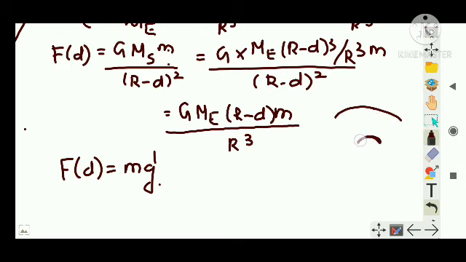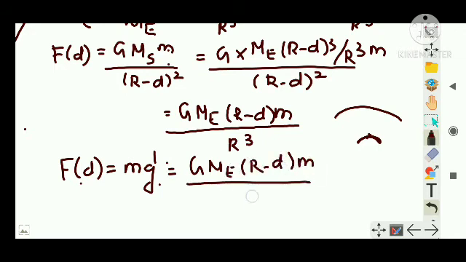I am going to take a point which is below the surface of earth. There the acceleration due to gravity might be g dash, right? The force experienced by this mass over here is equal to mg dash, right? So I can replace F of d with this one: mg dash is equal to G Me (r minus d) into m divided by r cube.